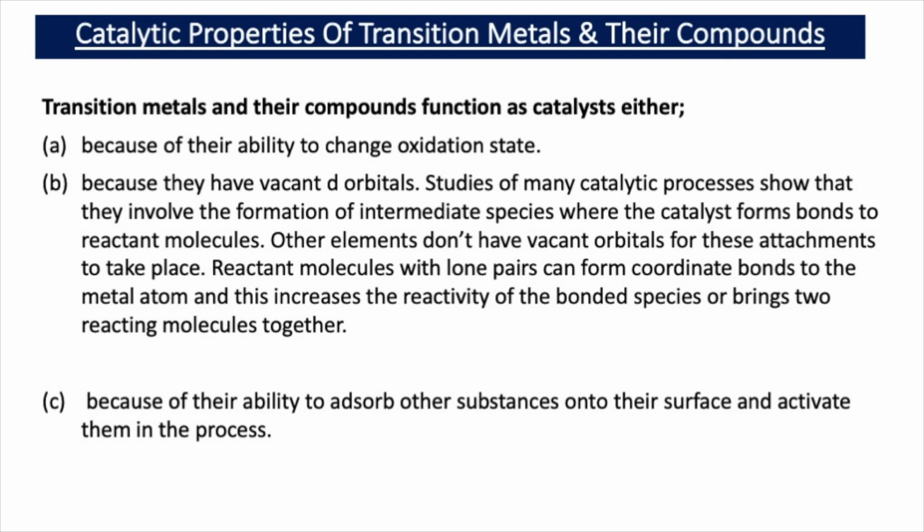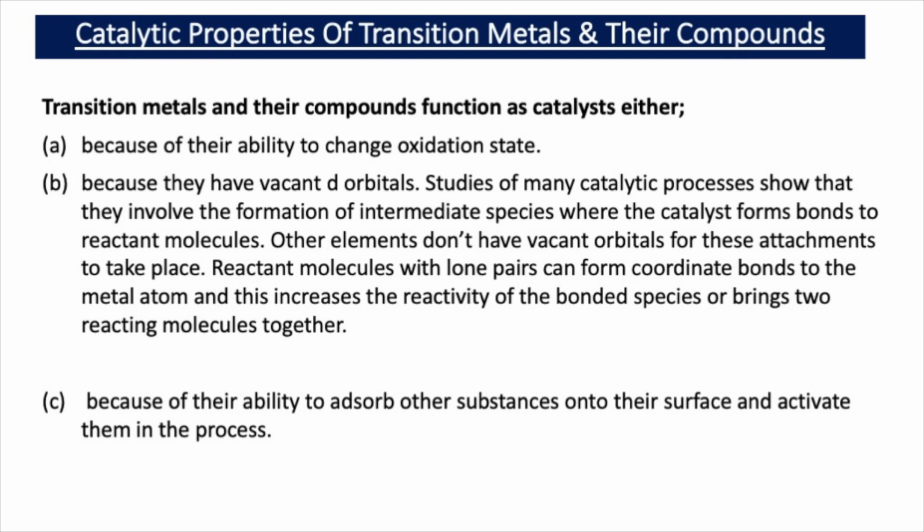Lone pairs of electrons on these molecules form coordinate bonds to the vacant d orbitals on the transition metals and the transition metal ions. And when these attachments form, it often will increase the reactivity of the bonded species, and also it can bring two reacting molecules together if they both form attachment to the transition metal catalyst. Other elements don't have these vacant orbitals for these attachments to take place. So this is another reason why they make effective catalysts.